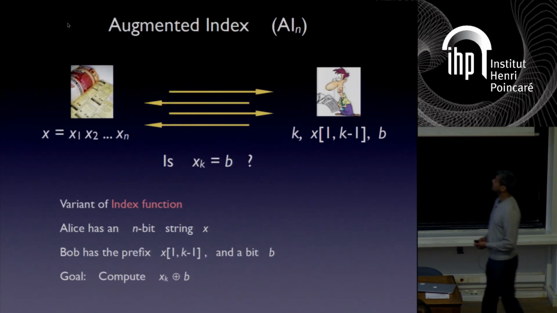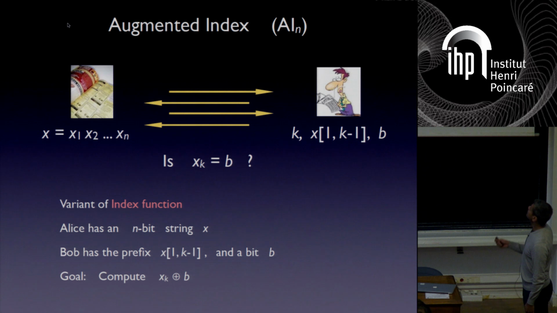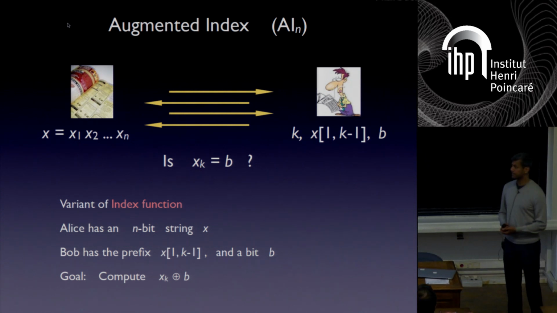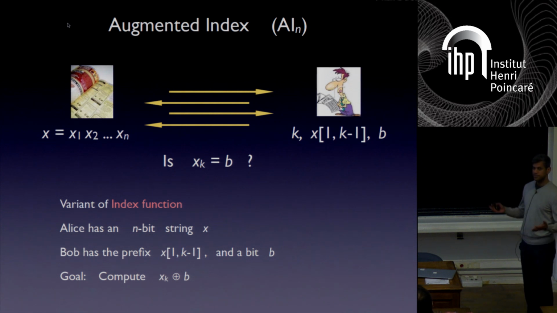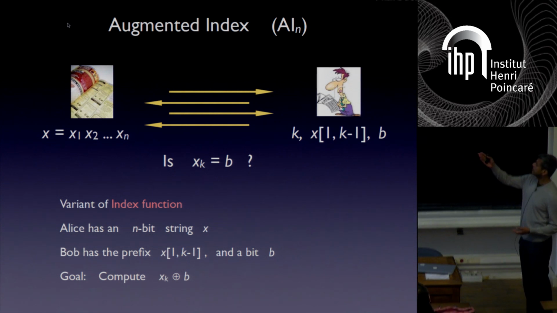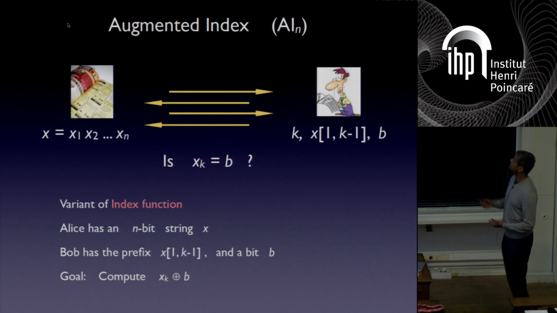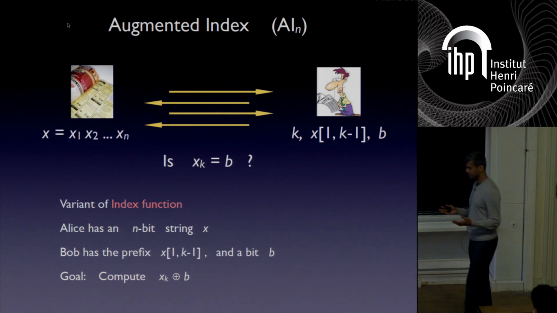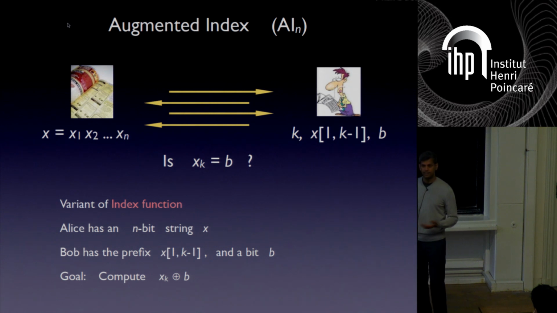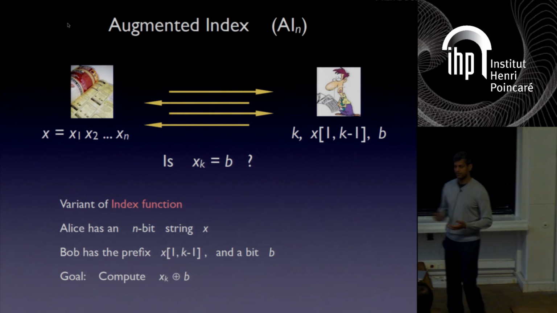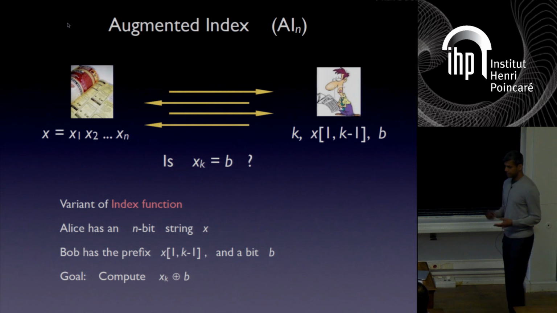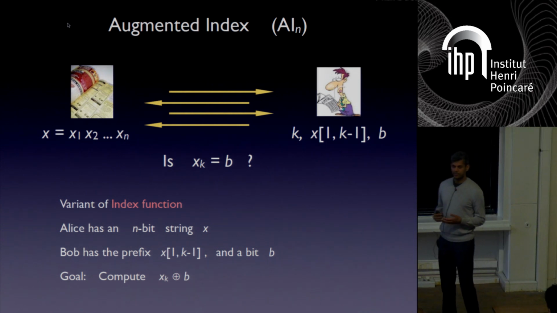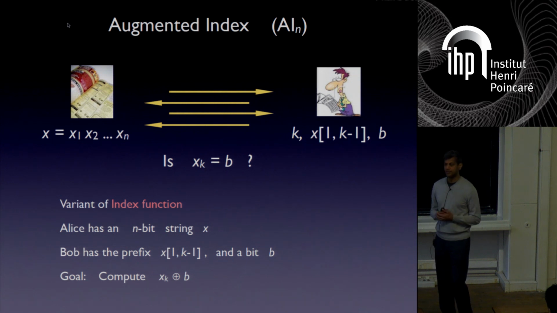So the talk is about the augmented index problem. It's a two-party communication problem where the input is split between Alice on the left and Bob on the right. You can sort of imagine it as the following scenario. You're trying to look up the phone number of a friend, and you pull up the address book on your phone, but some software glitch causes part of the phone book to disappear.